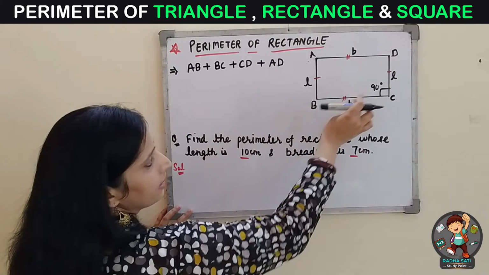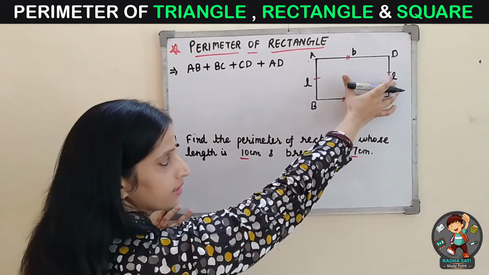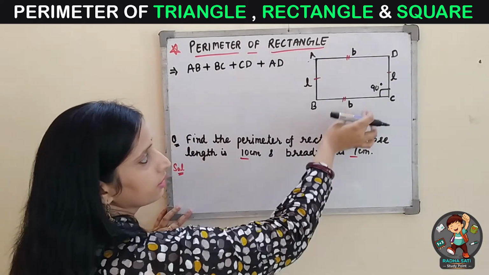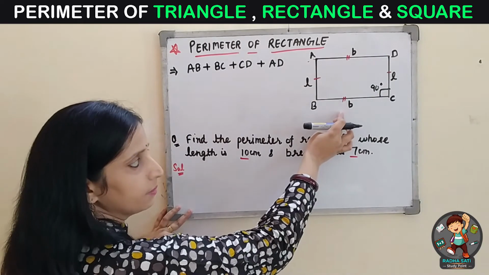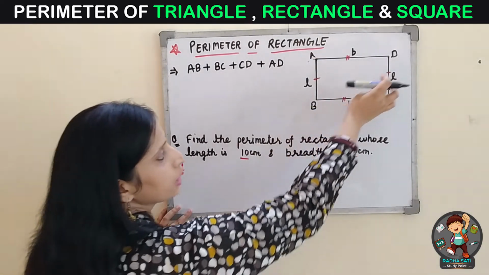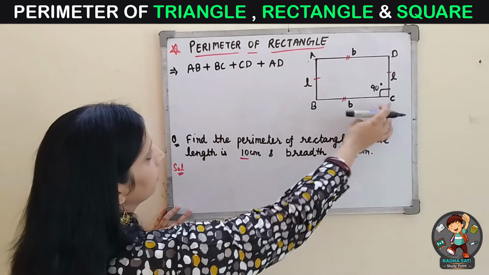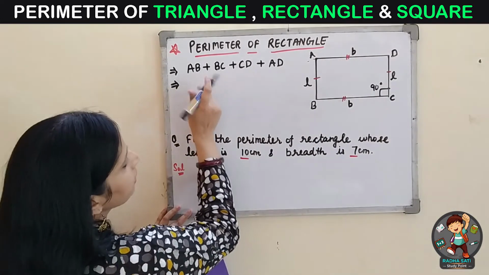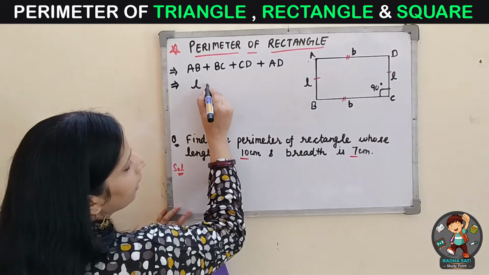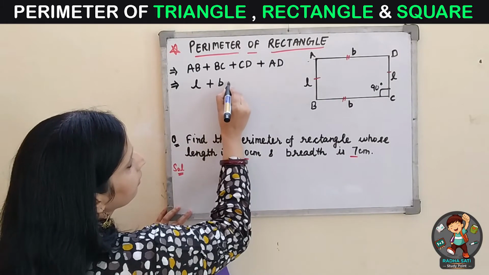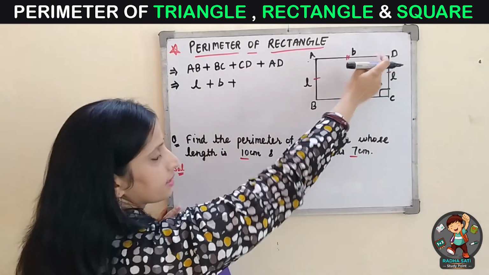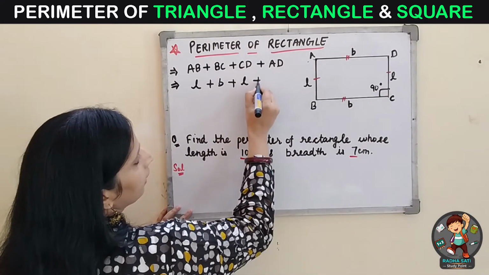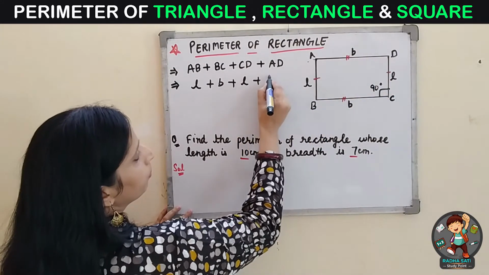Okay, these two are lengths. L stands for length and B stands for breadth. So these two sides are equal, AD and BC, and AB is equal to CD. Now we will write the dimensions. AB is L, BC is B, CD is L, and again AD is B.